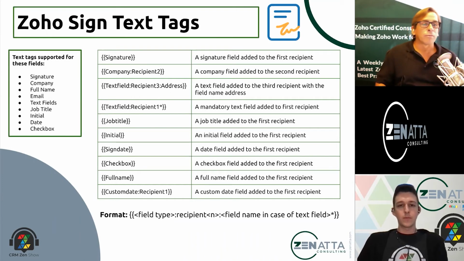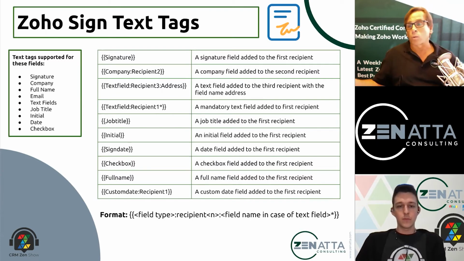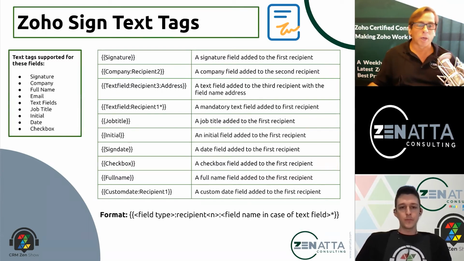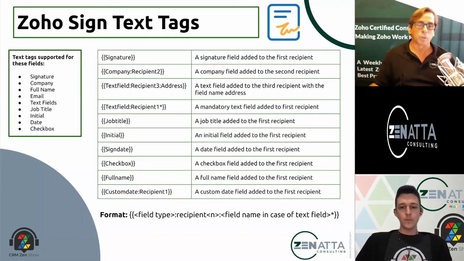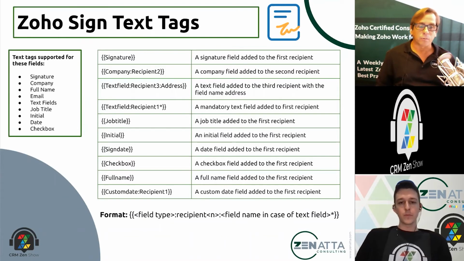So these are for your signature, company, person's name, email. You can have random text fields that'll do anything. It'll pull in their job title, initials, date, and checkbox. Everything you saw in the other section when you're manually doing this. This allows you in a document to go ahead and place these fields.